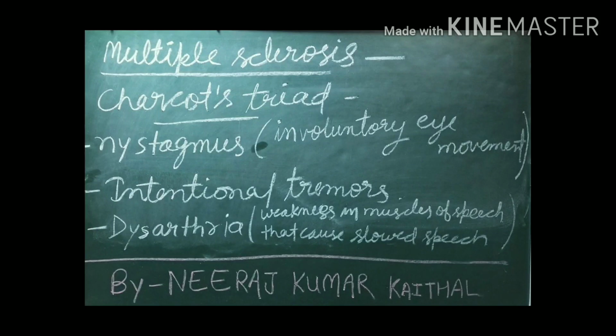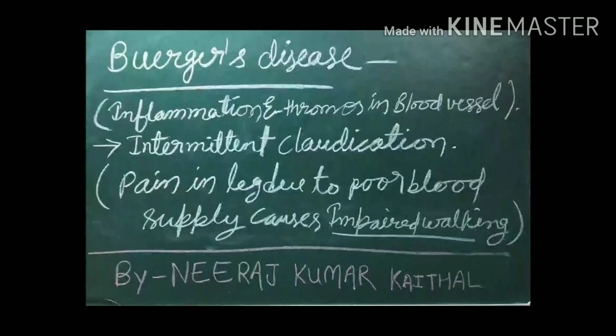Important signs and symptoms of this disease, together known as Charcot triad. It includes nystagmus. Nystagmus means involuntary eye movement. Second, intentional tremors are present, and the last is dysarthria. Dysarthria means weakness in muscles of speech that cause slowed speech.